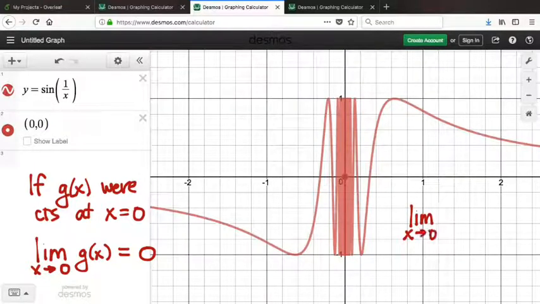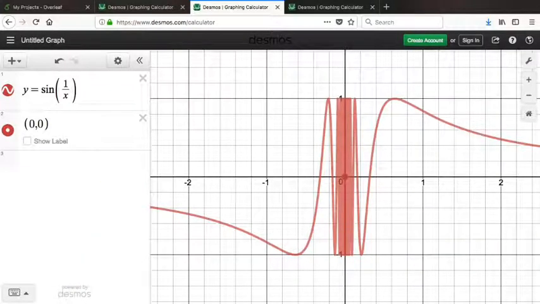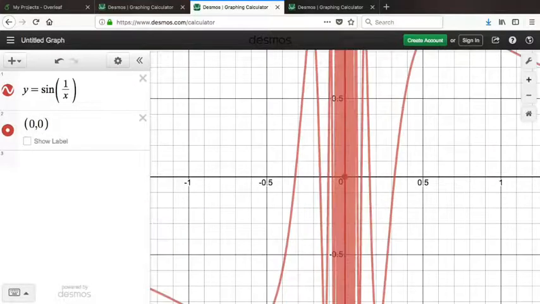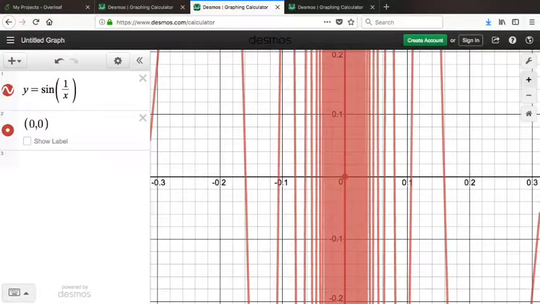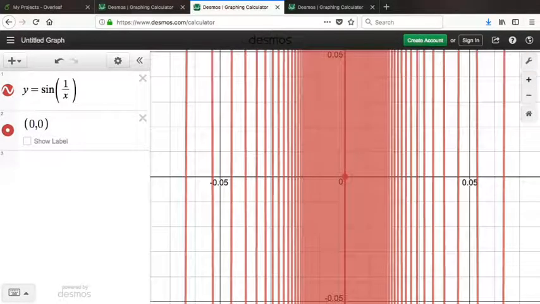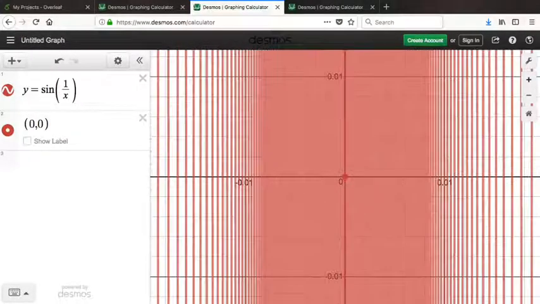It turns out that the limit as x tends to 0 of this function, sine of 1 over x, does not exist. But it's a little bit subtle to see why. If we take a moment, if we just look at the graph for a moment and zoom in on it, and zoom in a little further, zoom in a little further, zoom in a little further, what is sine of 1 over x actually doing as x tends to 0?